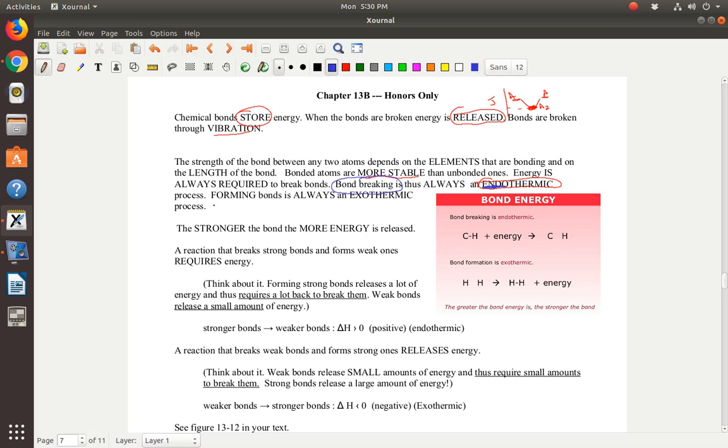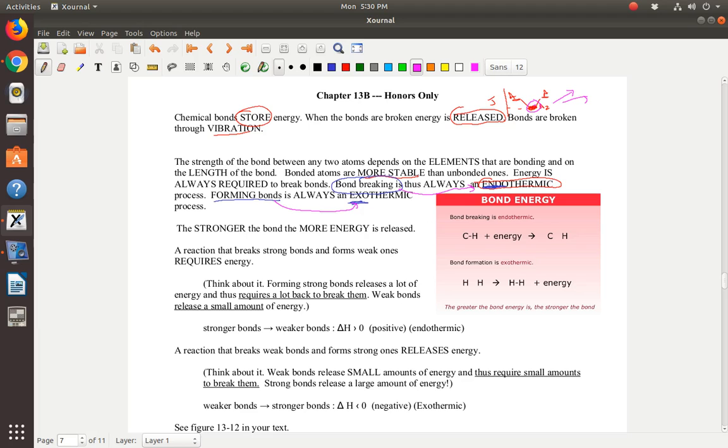And forming bonds is always exothermic. So there's the two parts, okay? And somehow we got to get both of these. Bond breaking, endothermic. Bond making, exothermic. Because when we make a bond, we're trying to go down. See, we made a bond, we go down in energy, we got to let go of that extra energy. That's the exothermic part of it. The stronger the bond, the more energy is released.